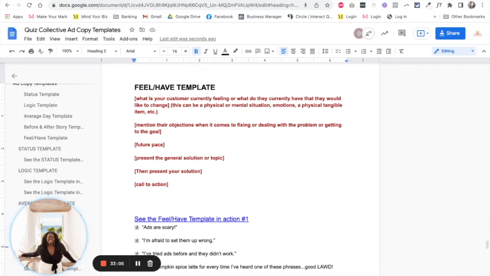You're going to mention their objections when it comes to fixing or dealing with the problem, or when it comes to getting to their goal. Okay. Then you are going to future pace again, which means paint the beautiful picture that's going to get them to their ideal goal, or what their life can actually look like. And then you're going to present a general solution, and then present your solution. By the way, you don't have to do both, right? You can future pace, then present your solution, or you can future pace, present a general solution, and then present your solution. And then you're going to do your call to action, okay?